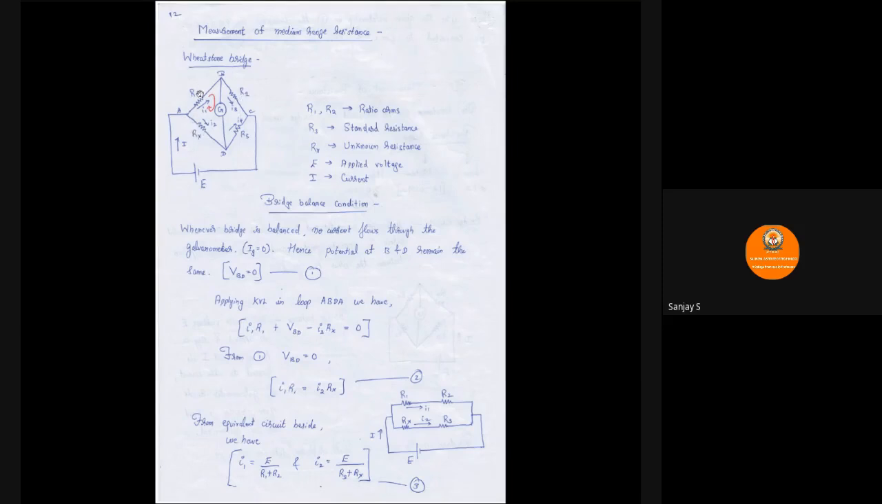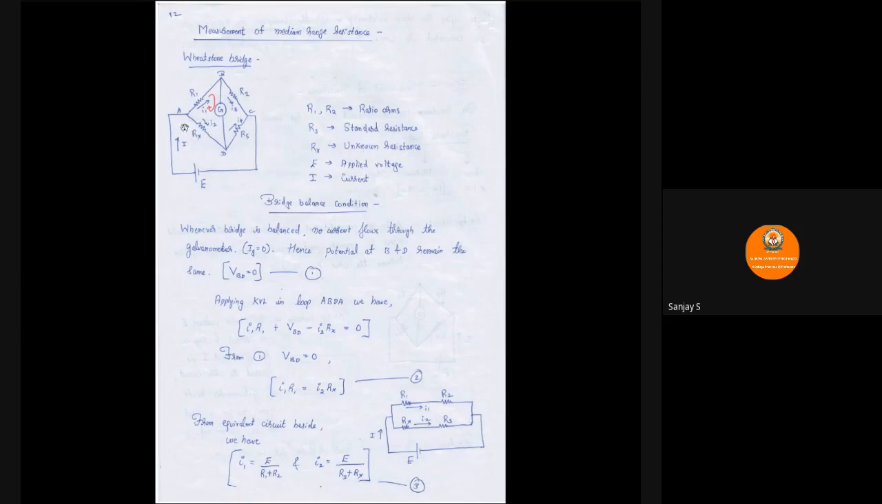R1 and R2 will be known to us. RS, the standard resistance, also will be known to us. Only Rx is the unknown resistance that you want to measure. And source voltage E also will be known. So we have ratio arms, standard resistance, unknown resistance, applied voltage E, and capital I is the current.